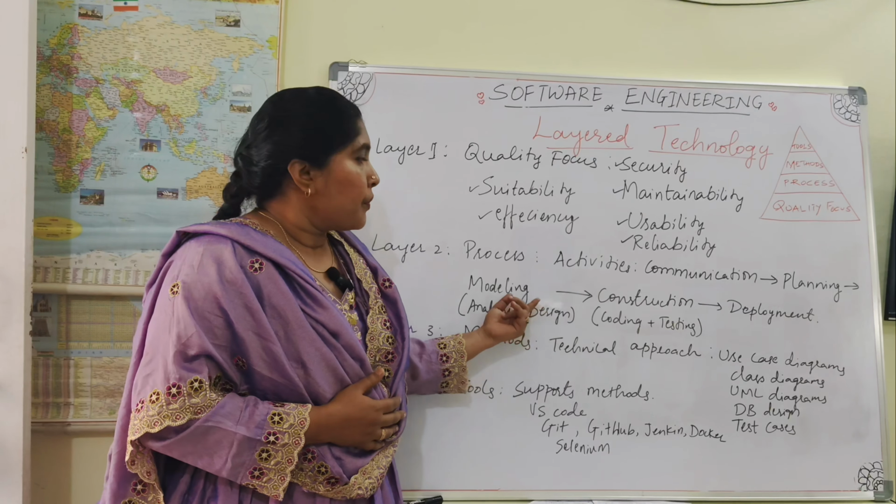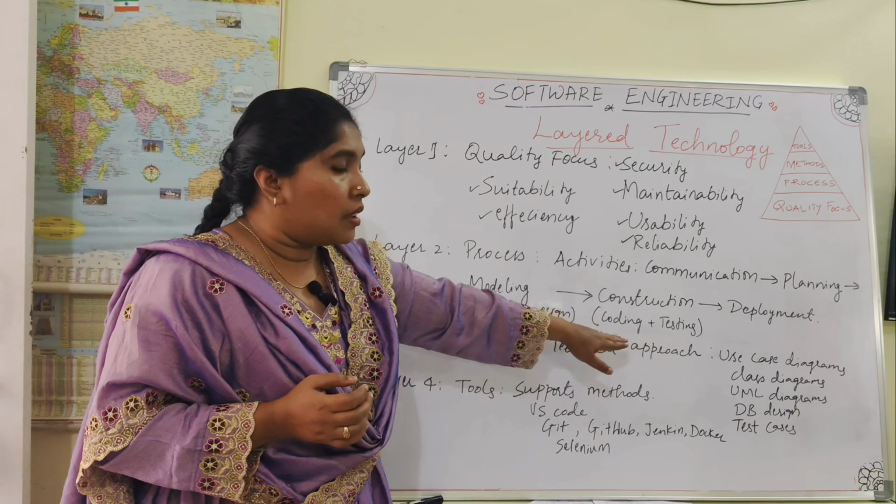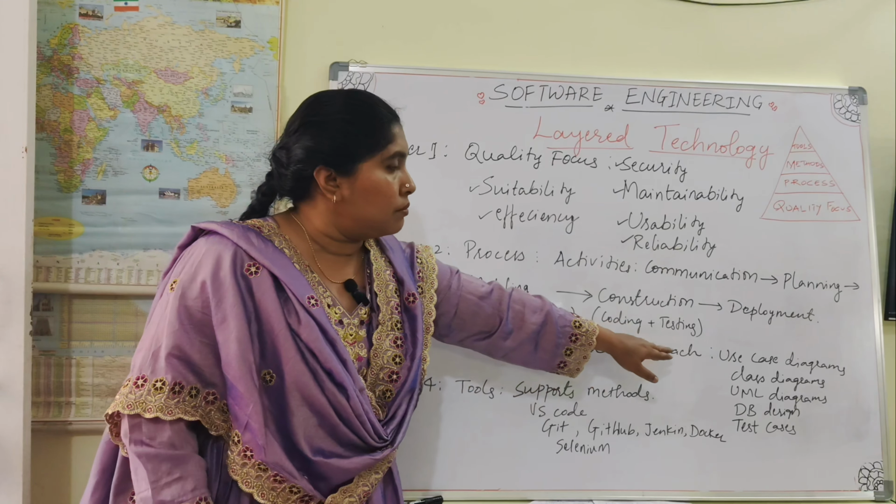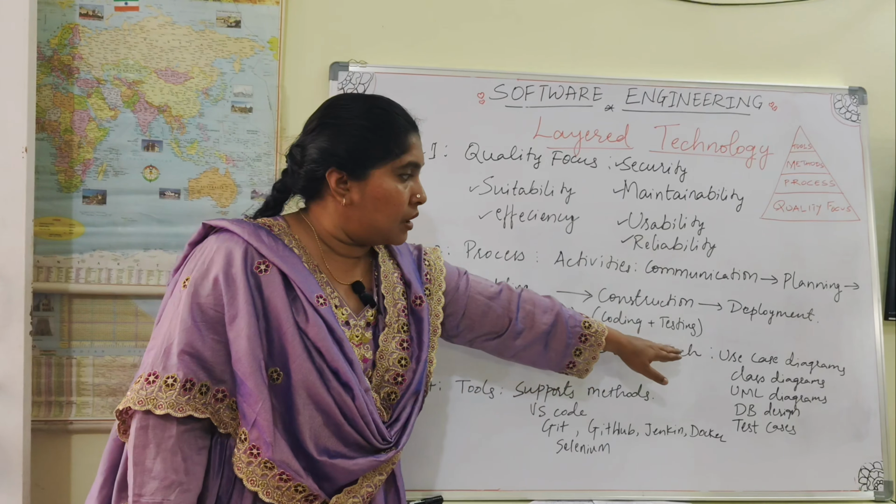And the next layer, layer 3, is methods, which sits on process, and they provide the technical approach to do these process activities. Here the question of what to do will be answered. In methods, how to accomplish the process is what you will do. Like in the case of analysis and design, you can have a technical approach. For example, you can write use case diagrams, class diagrams, UML diagrams. If a database is involved in your application, then you can include DB design and architecture.